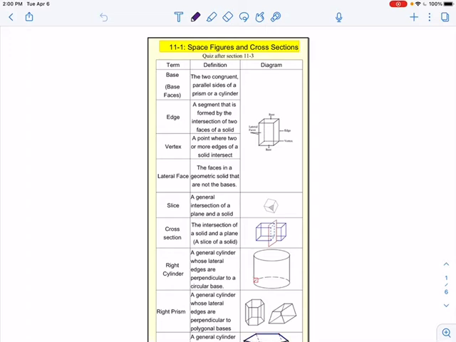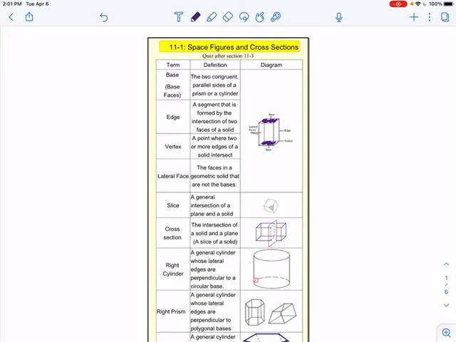Okay, so the term base or base faces. They're the two congruent parallel sides of a prism or a cylinder. So again, you can see in the picture over on the right, and I'll highlight in purple, you have the base on the bottom and the base on the top. Okay, those two sides of that figure never touch. They would be parallel to each other, and they're also congruent.